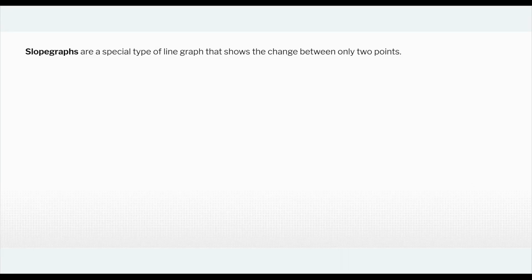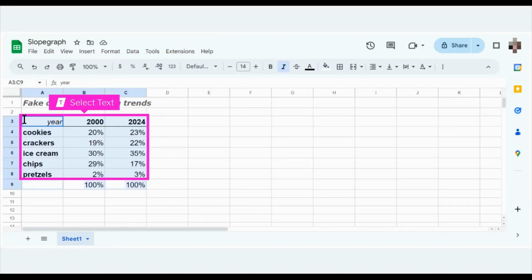Slopegraphs work well to show change because they're easy to interpret and to understand the changes because the chart is simple. After creating your data set using 2 points of comparison, for example, 2 different years of data, with your mouse, select the data set and headers to highlight it.